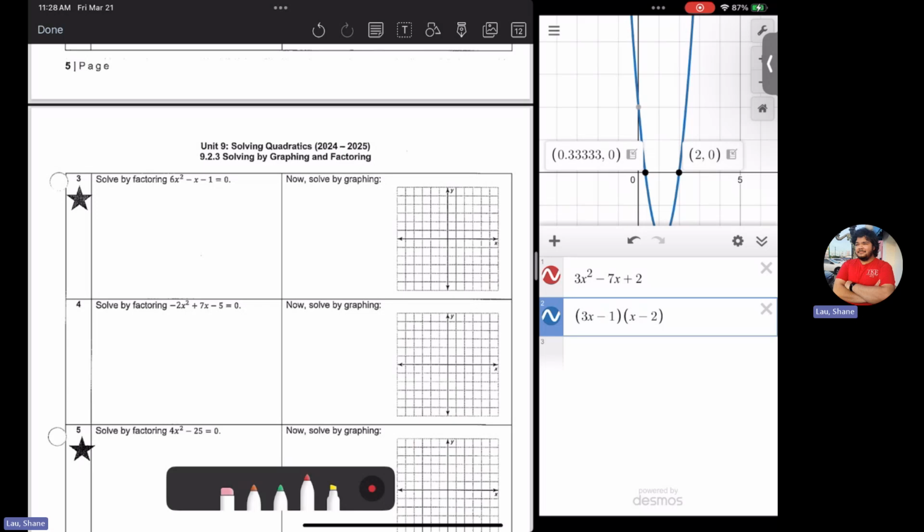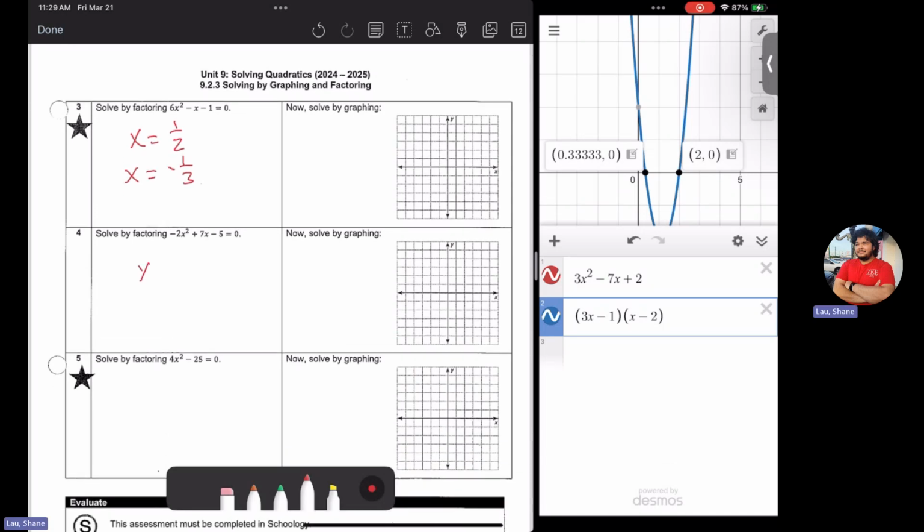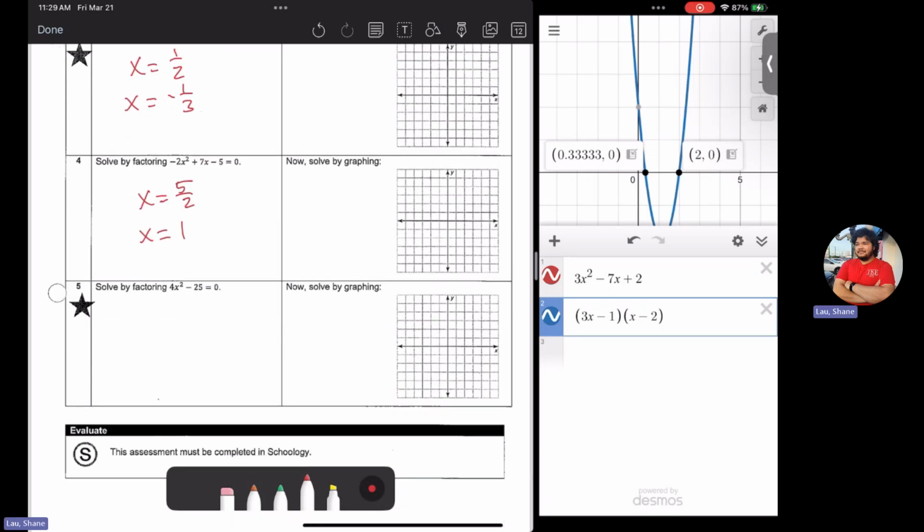Number 3 is a bit more difficult. So you may need a little bit more help there. But you should have gotten the answers of x equals 1/2 and x equals -1/3. Number 4, you would have gotten an answer of 5/2 and x equals 1. And number 5, you would have gotten x equals 5/2 and x equals -5/2.